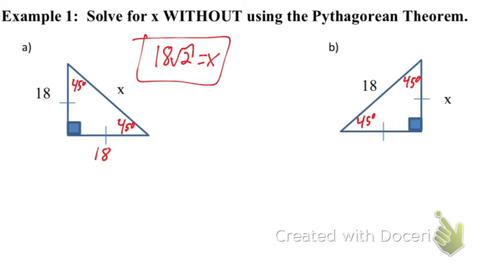What side are we given in a 45, 45, 90 this time? The hypotenuse. What are we trying to find? The leg. How do we go from the hypotenuse to the leg according to our map? Divide. Divide by the square root of 2.